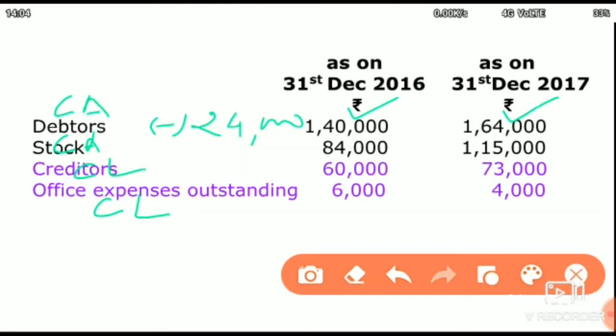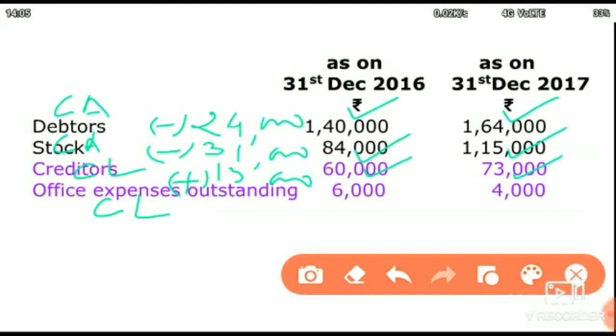Then if we look at stock, the opening value is 84,000 and the closing is 1,15,000. There is a difference of 31,000. We assume that there is an outflow of cash because stock is increasing. If current assets increase, we assume that there is an outflow of cash. If we look at creditors, the opening value is 60,000 and the closing is 73,000. There is a difference of 13,000. We assume that there is an inflow of cash because creditors are increasing and creditors are a current liability, and if current liability increases, we assume that there is an inflow of cash.